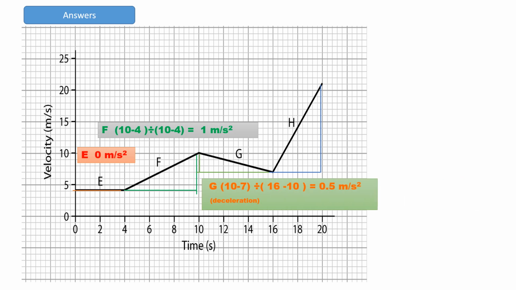G, gradient has gone 10 minus 7, which gives me 3, divided by 16 minus 10, which is 6. That gives me 0.5 metres per second. It's a deceleration. And lastly, H, I've gone 21 minus 7 on the gradient, and divided by 20 minus 16 gives me an acceleration of 3.5 metres per second squared.